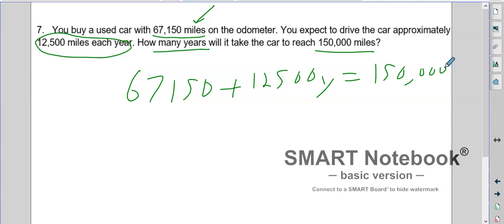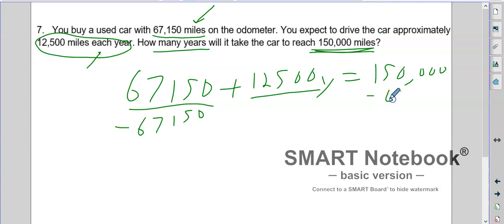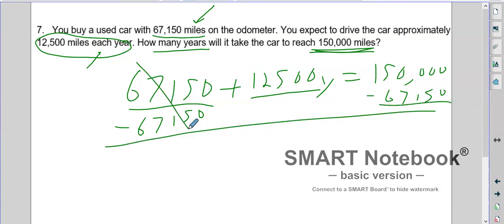All right, once again, this number here is what we're starting with, the constant. This is the rate, 12,500 per year or each year. And this right here is the total. It says to reach 150,000. So at this point, this is no different than 5 plus 2x equals 10. We're going to just subtract this number. It's just larger. Like so. That cancels.